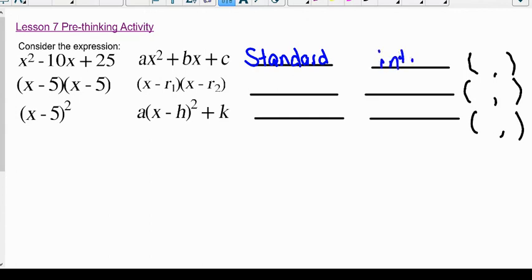Which intercept? Y-intercept, right? And we know that to be here. So since it's positive, that's 25. Y-intercept is when x is 0.